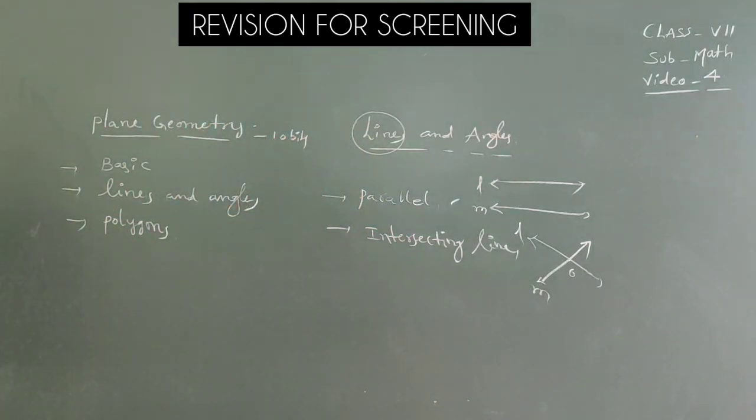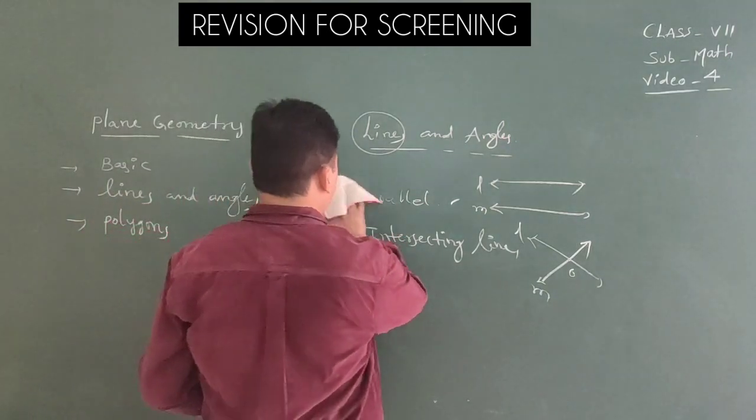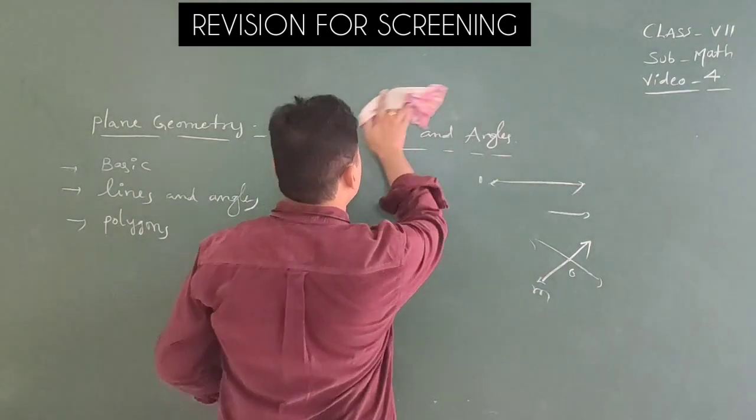From the above example, there are no common points between L and M. In the below, they have a common point O. The common point is called the point of intersection. In a plane, a pair of lines are given. Either they are parallel or they are intersecting each other. If they are not intersecting each other, definitely they are parallel.